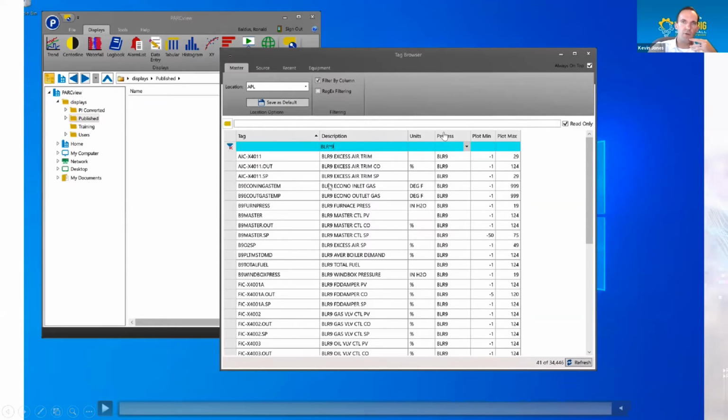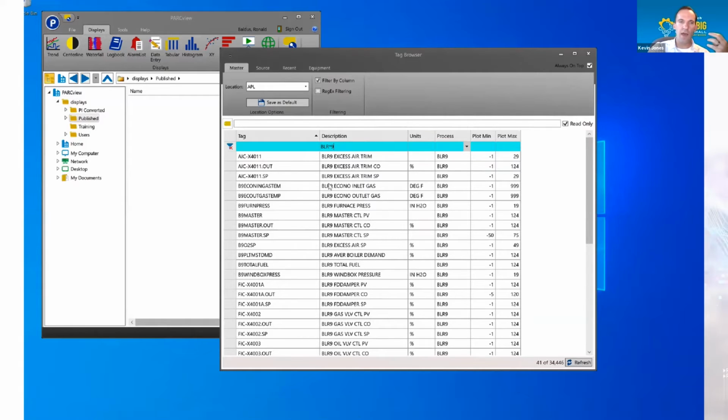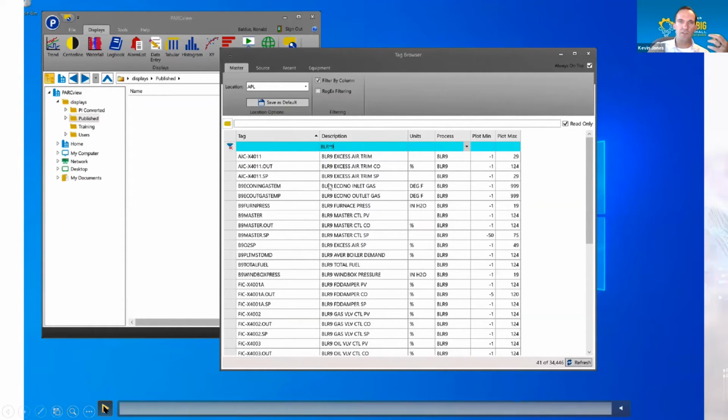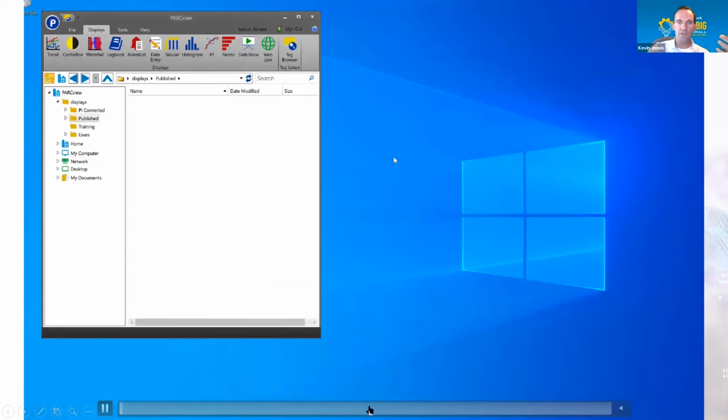Alternatively, there is a process filter over here that he could have clicked on to search, but this just kind of highlights the real ad hoc self-service nature. You don't have to build out your asset model first. You can just take advantage of these things in an ad hoc nature.